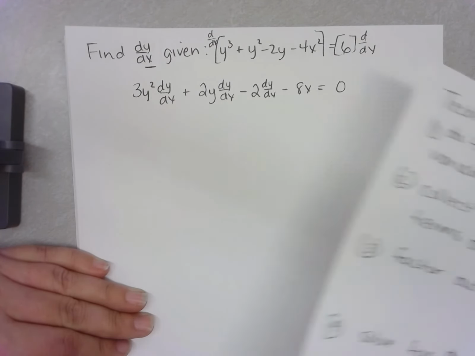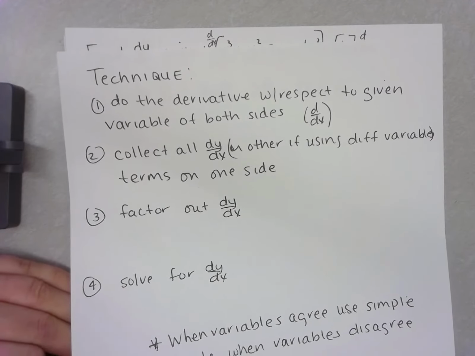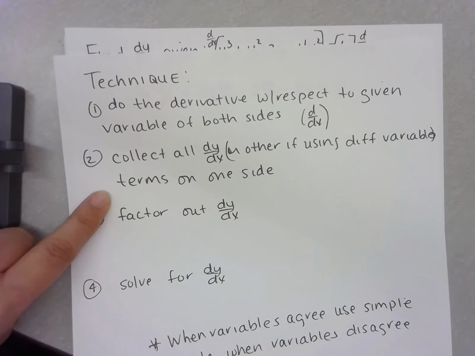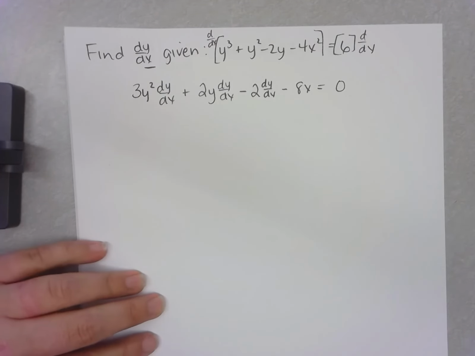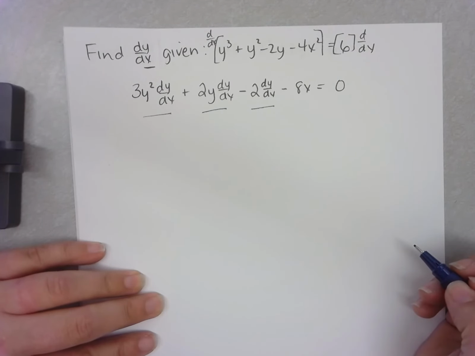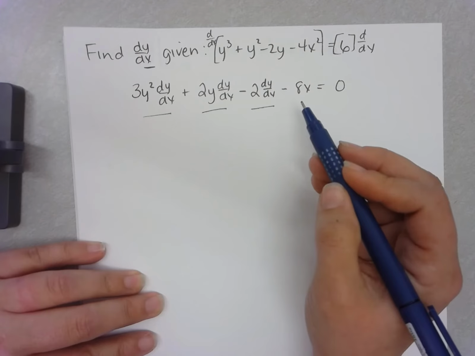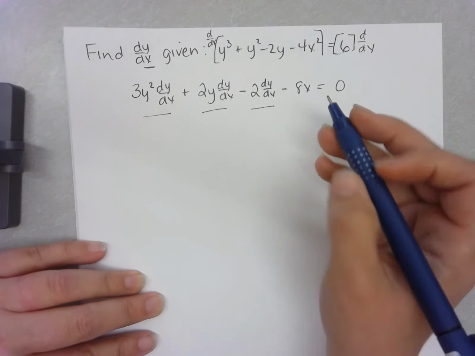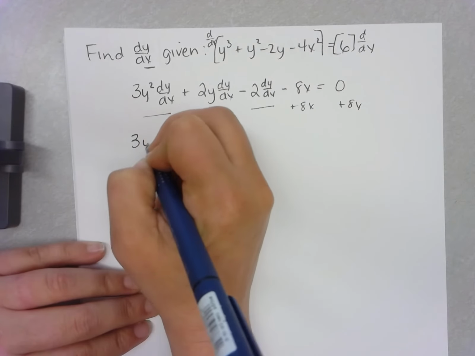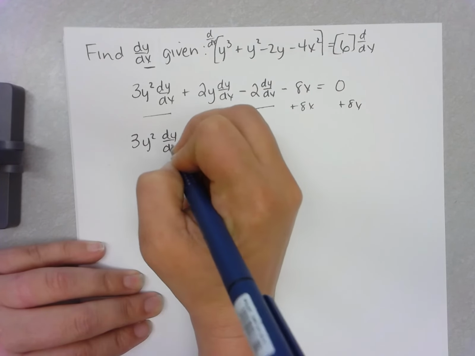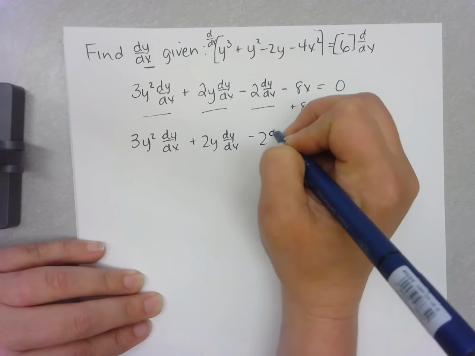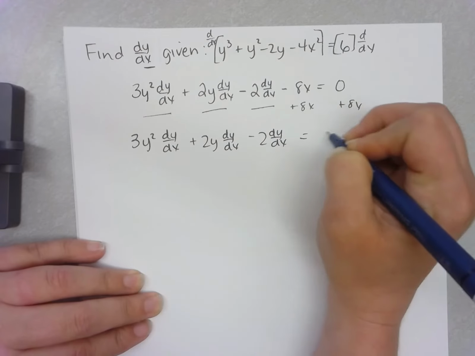All right, so we did the first step. We did the derivative with respect to x. Now the second one says we need to collect all of our dy/dx terms on one side, and move all the other ones to the other side. So all three of these, actually, I don't even have to move any of them. They all have dy/dx in them. But this is a non-dy/dx term, so I'm going to add 8x to both sides. So I'm going to get 3y squared dy/dx plus 2y dy/dx minus 2 dy/dx equals 8x.